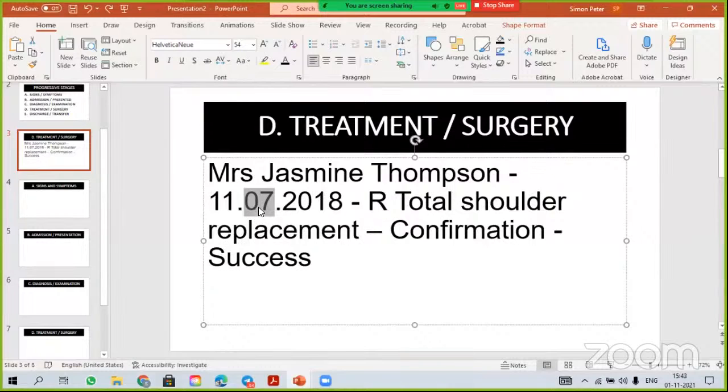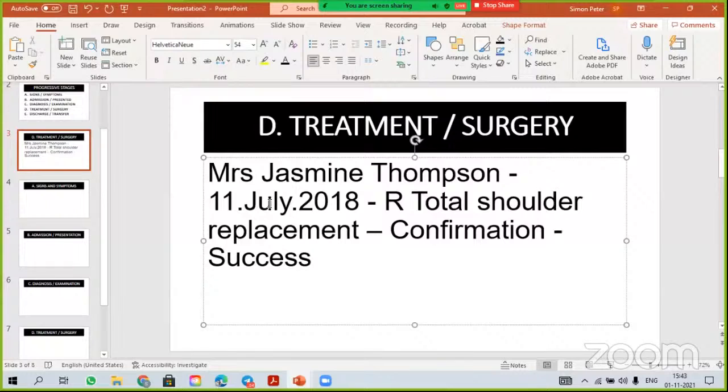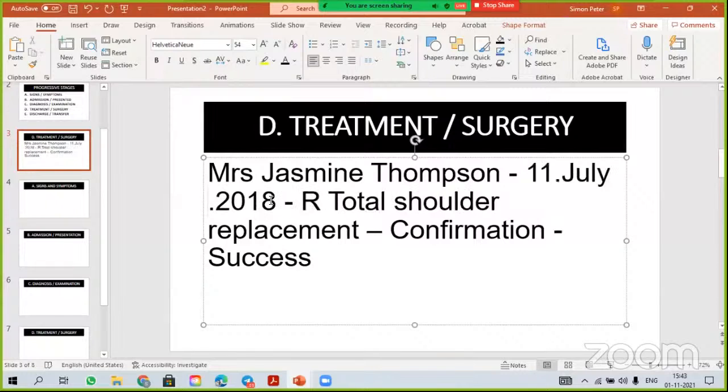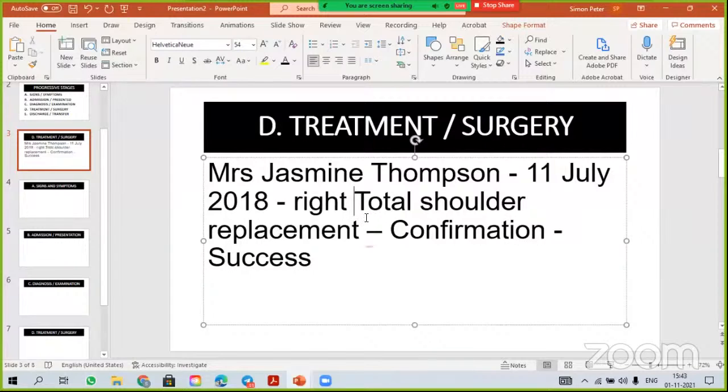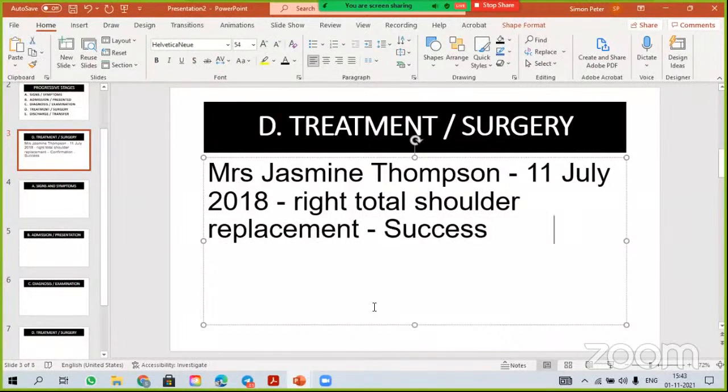Okay, 11/7. What you have to do is you have to write July. So remove this one and write July. 11 July 2017. Okay, take this as right. When you are using this, small letter should come, and T should be small letter, shoulder replacement. So it is confirmed, success is confirmed. So it is successful.